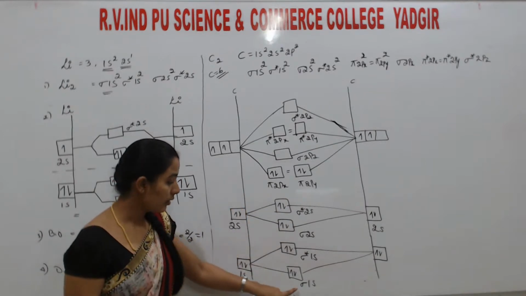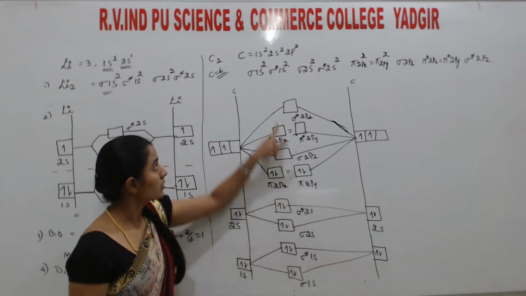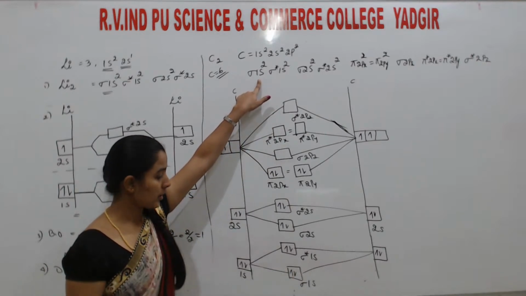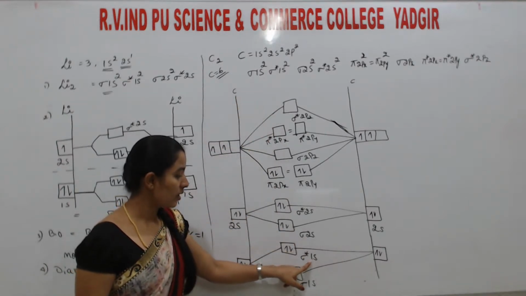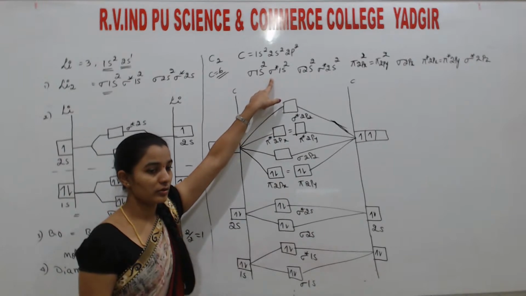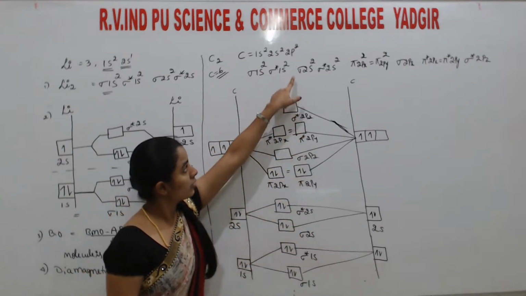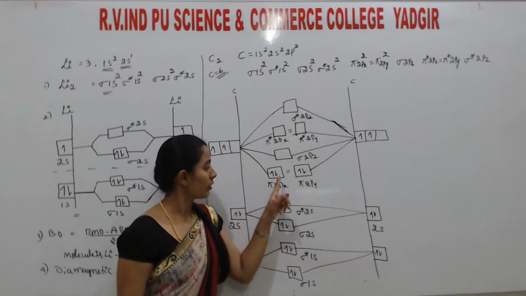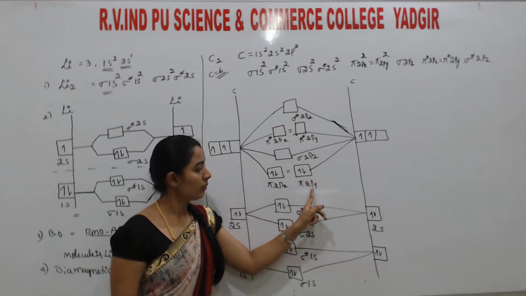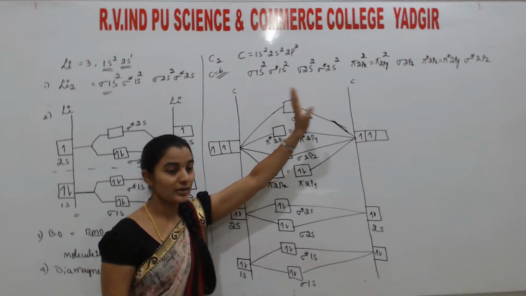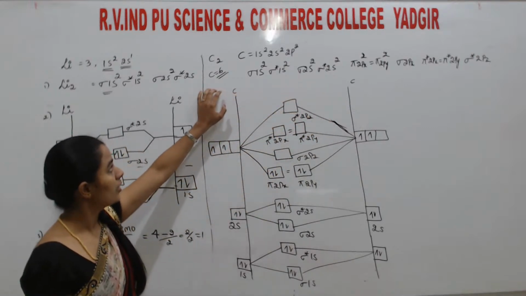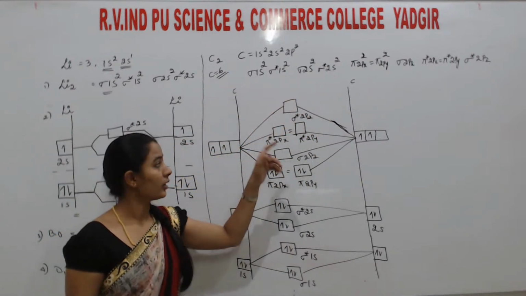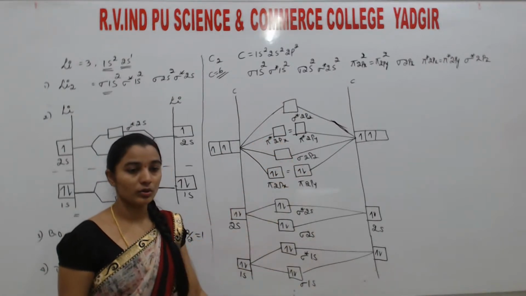Okay. So then here, sigma 1s, 2 electrons. Sigma star 1s, 2 electrons. Sigma 2s, 2 electrons. Sigma star 2s, 2 electrons. Pi 2px, 2 electrons. Pi 2py, 2 electrons. This is the configuration of the molecular orbitals, and these are having 0, 0, 0.